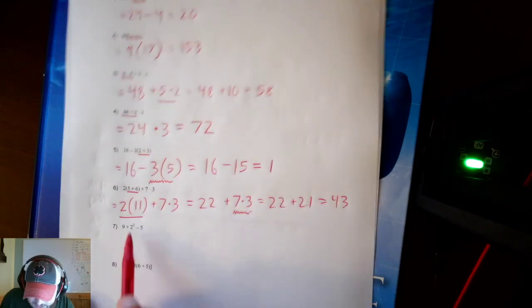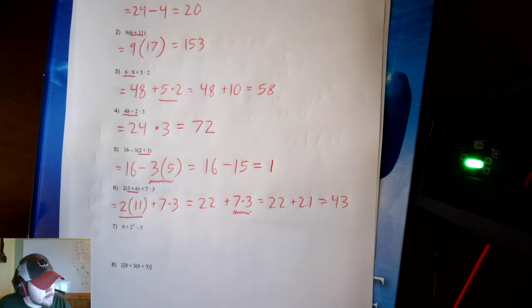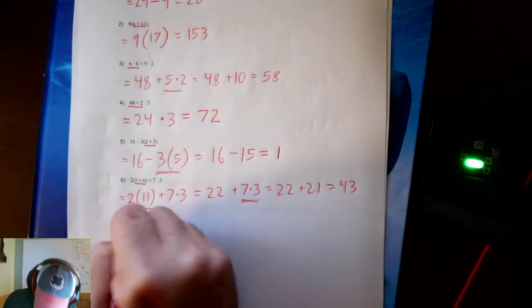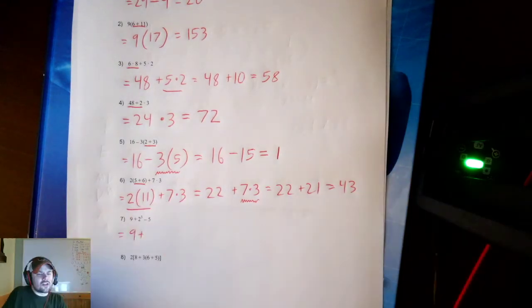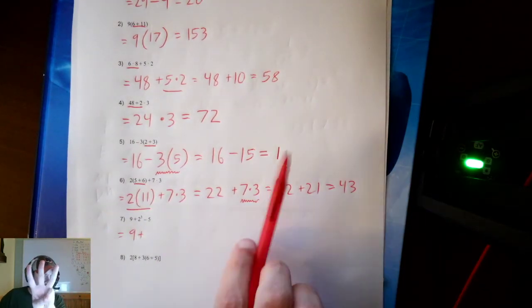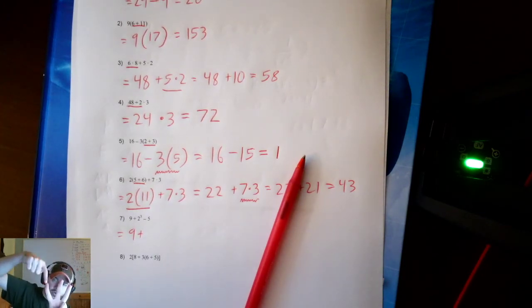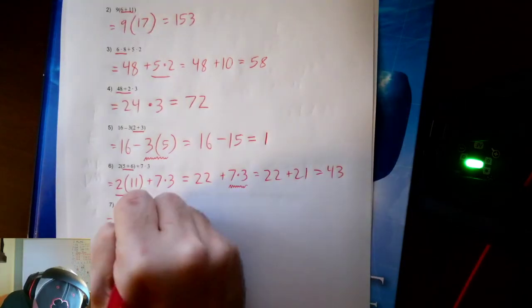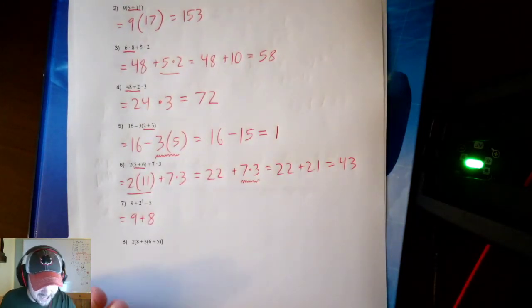In our 7th example, we have our first appearance of an exponent. There's no grouping symbols, so I'll skip right to the exponent step. 9 plus 2 to the 3rd. 3 copies of 2, right? That's what the 3 means. 3 copies of 2. 2 times 2 times 2. 2 times 2, 4, times 2, 8. So 2 cubed, or 2 to the 3rd, whichever you prefer, is 8.